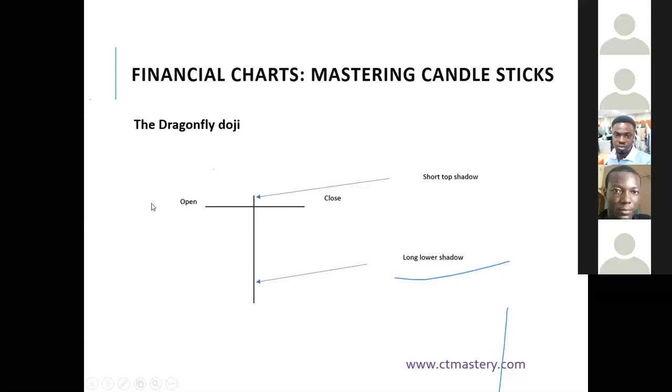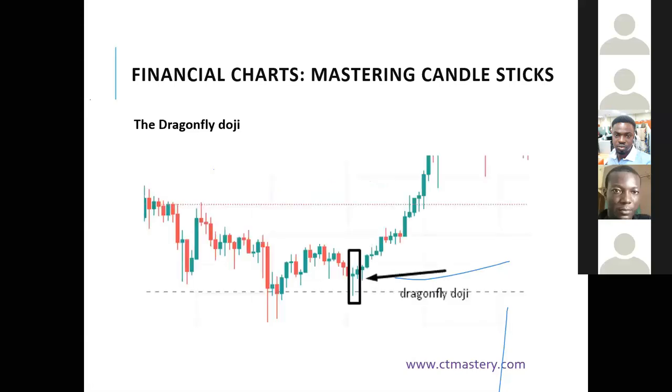So let me just use my mouse to show what I mean. We open here, the price came down, the bears were in control, and the bulls took it back up and drove the price up, and we exited here. So we call this a bullish doji or dragonfly. If it occurs at the bottom of a downtrend, it's a strong indication that there is a reversal.